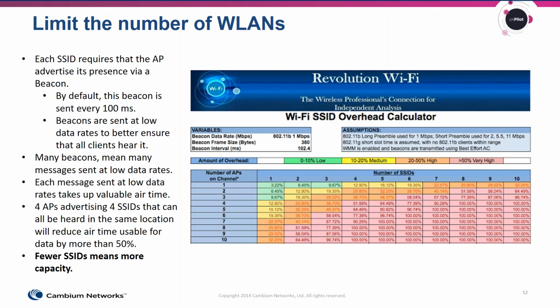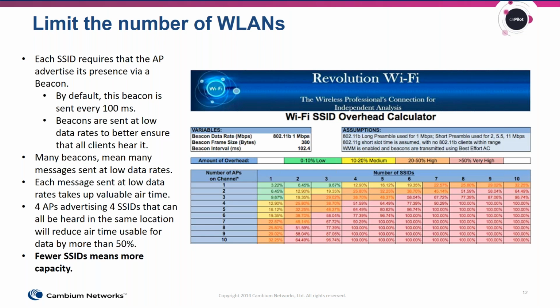But anyway, that beacon that's being sent out is sent out at a low data rate. By default, it's sent out at 1 or 2 megabits per second over the air for 2.4, at 6 megabits per second for 5 gig, at the lowest data rates possible. And that's because you want to make certain that all clients can hear it.